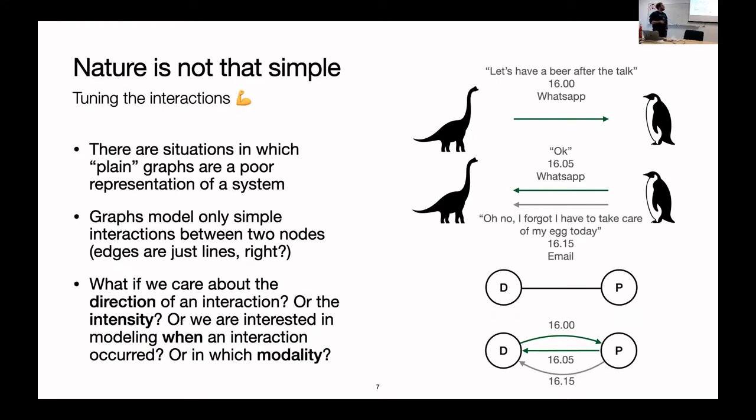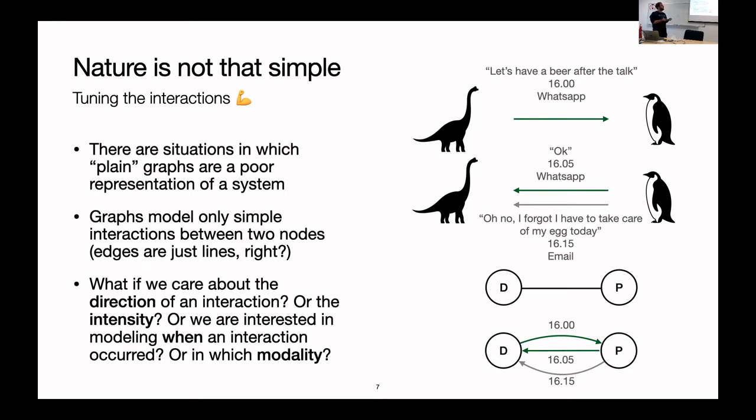And for example, we know that graphs are able to model only simple interactions. Edges are just lines. So what if we are interested in the direction of an interaction, or what if we are interested in the intensity of an interaction? And we can also be interested in more sophisticated things, like what if we are interested in the temporal patterns of an interaction or the modality of an interaction?